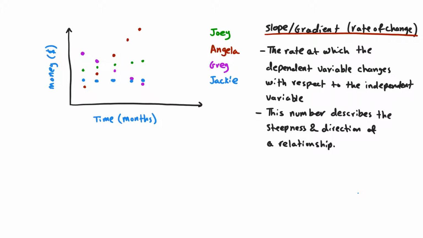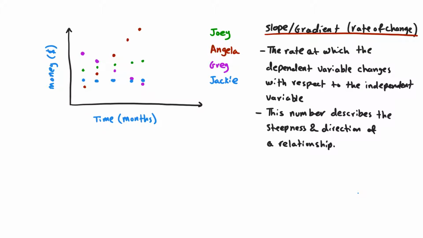One definition of slope is the rate at which the dependent variable changes with respect to the independent variable. In this example over here, on the y-axis, our dependent variable is money, and on the x-axis, our independent variable is time. Money is measured in dollars and time is measured in months.